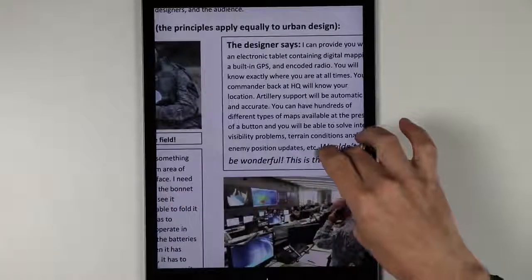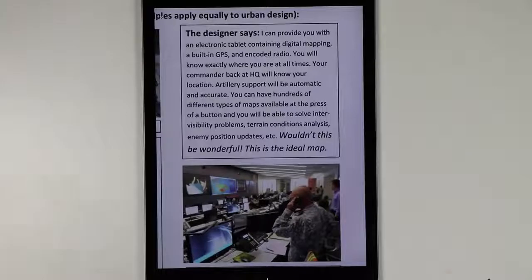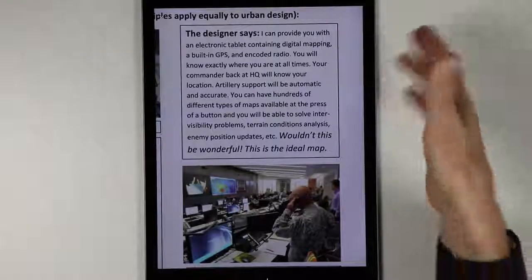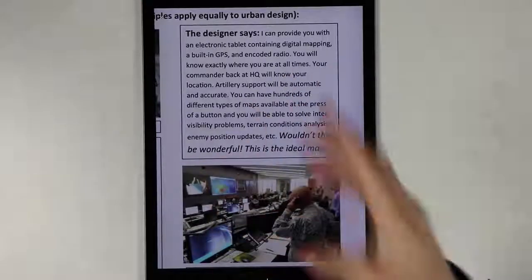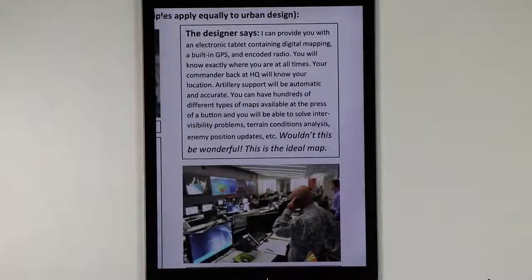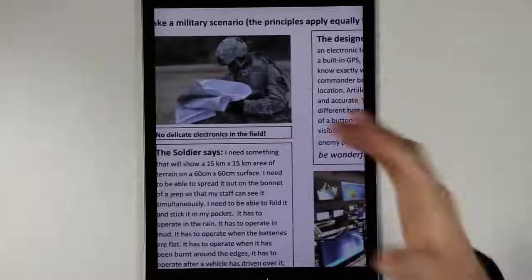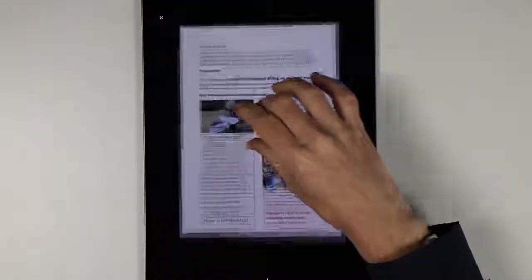Whereas map makers, or the designer of a map, would say, well, I will give you an iPad device, something like this, that can do everything you want. It delivers information about very different kinds of topics you can choose from. It will be automatic, accurate, a lot of different maps available, just at the press of a button. A designer would say, this is a very good map, isn't it? Whereas, of course, the soldier would say, I have no use for a map like that whatsoever.